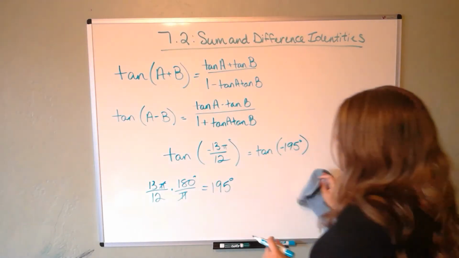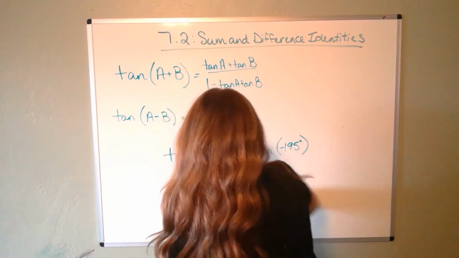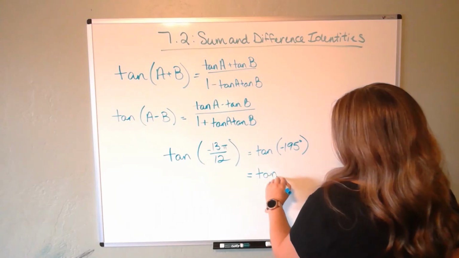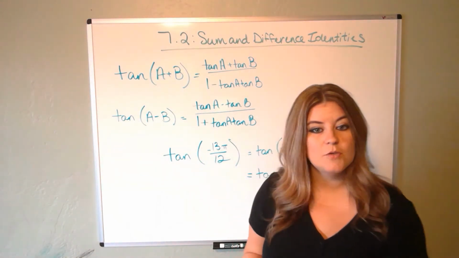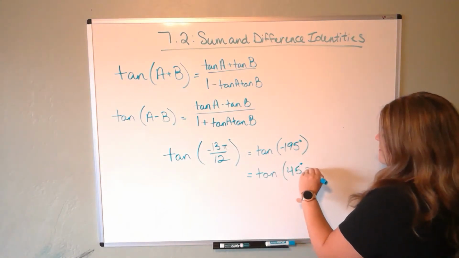When I see negative 195, what I think about would be this. And you guys, it might take you some time to find the right combination. Well, there is no right combination, to find your combination that you want to use. But what I'm going to use is 45 minus 240.